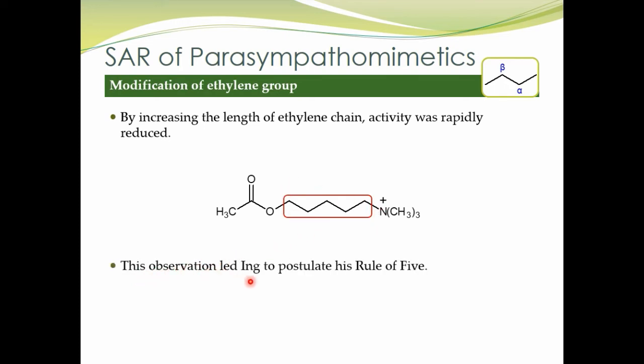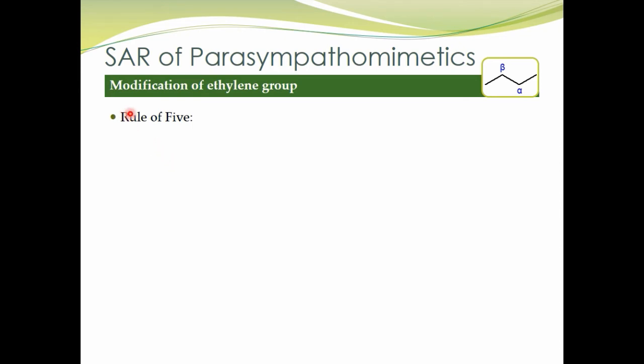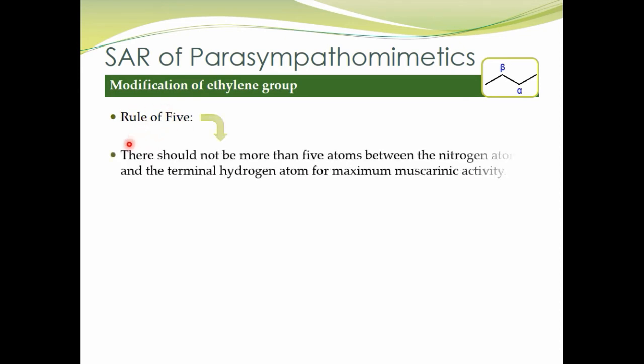This observation led Ing to postulate his rule of 5. From this observation, the scientist Ing has given his rule of 5. What is the rule of 5? There should not be more than 5 atoms between the nitrogen atom and the terminal hydrogen atom for maximum muscarinic activity.